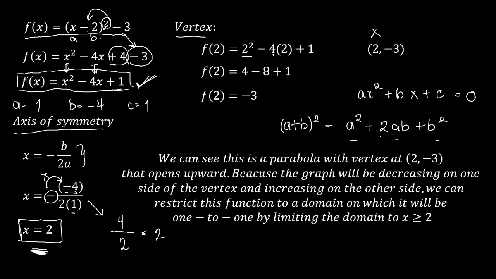So we will be having 2 squared minus 4 times 2 plus 1. 2 squared is equal to 4. Negative 4 multiply k 2, we have negative 8 and then positive 1. 4 minus 8 is equal to negative 4 and then plus 1, we will be having negative 3. So that negative 3 will be the y on the ordered pairs ng vertex po natin.